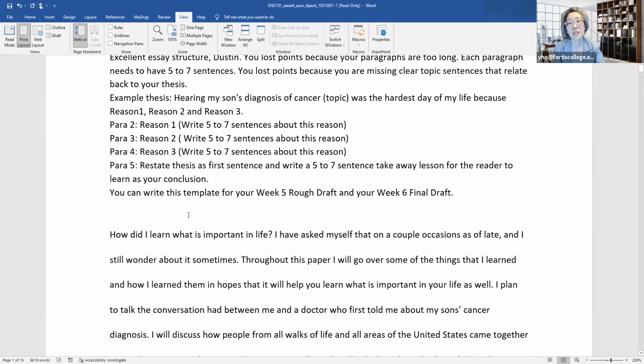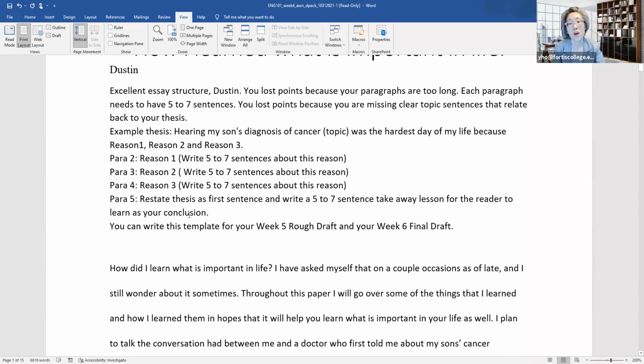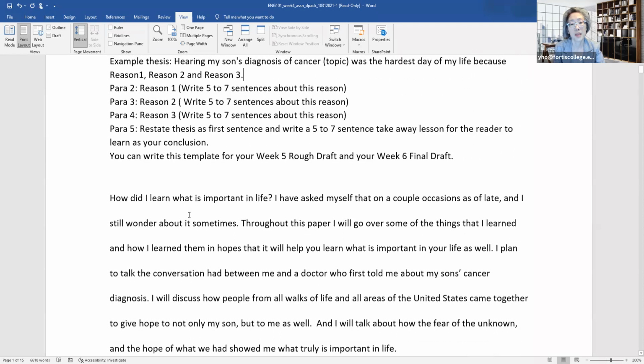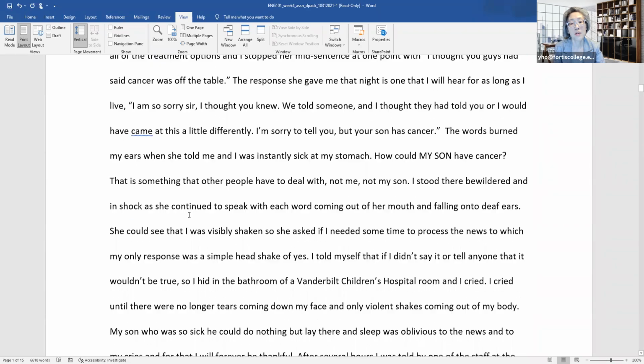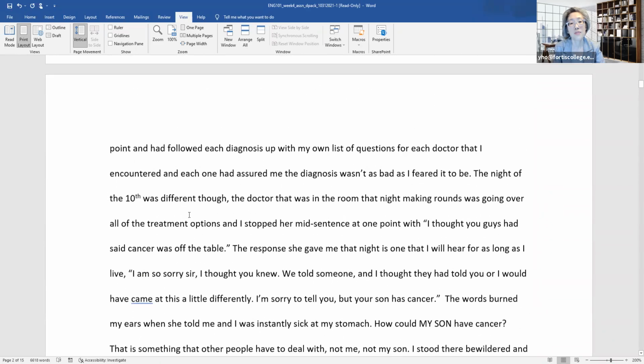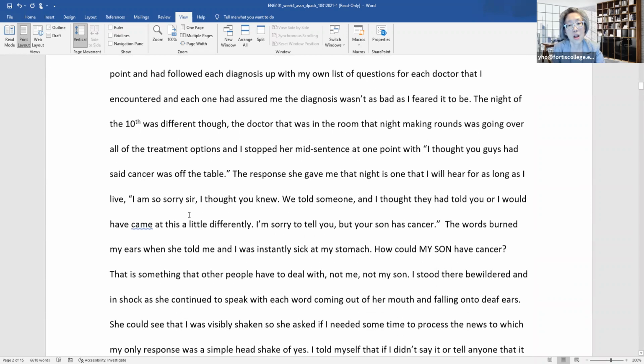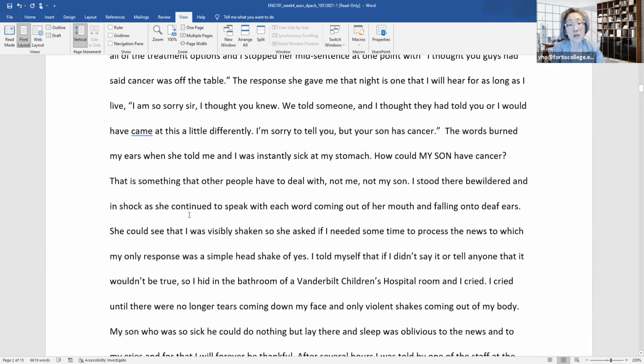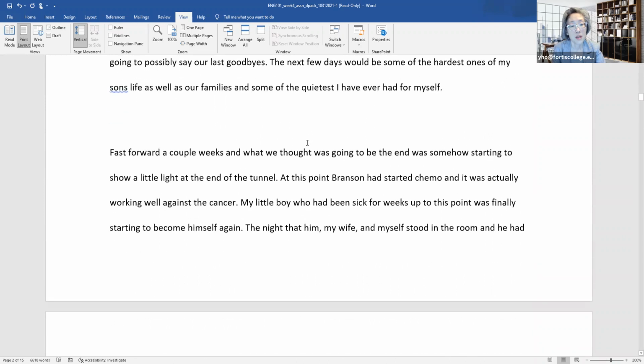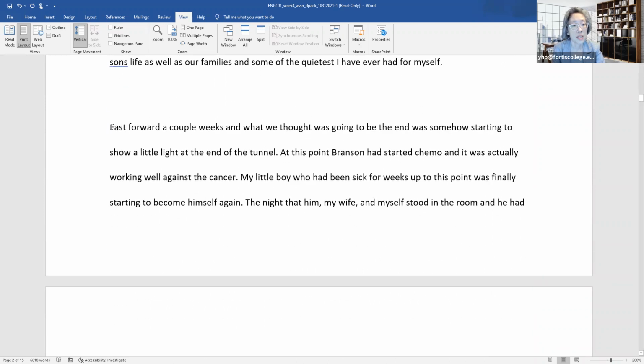You can use this template for your week 5 rough draft and your week 6 final draft. You have to make sure that each paragraph is 5 to 7 sentences long. He did a great job including a dialogue in the paper. But here the paragraphs are too long. He also needs to indent 5 spaces, 1, 2, 3, 4, 5. You need to indent 5 spaces the first line of every paragraph.